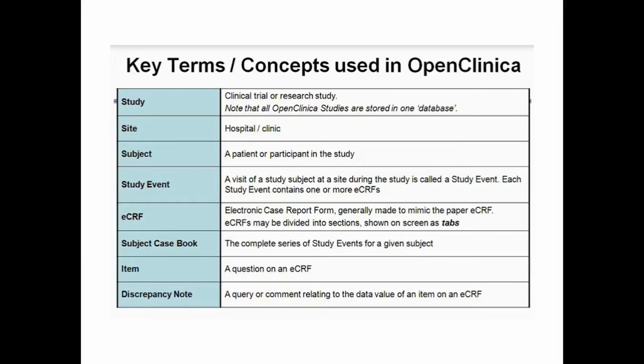Now, the ECRF is the electronic case report form. It's generally made to mimic the paper case report form and may be divided into sections. Then there's the subject casebook, which is a complete series of the study events for a given subject. Then the term item is used for a question on the ECRF. Another term that's often used is field. The discrepancy note is a query or comment related to an individual data value.